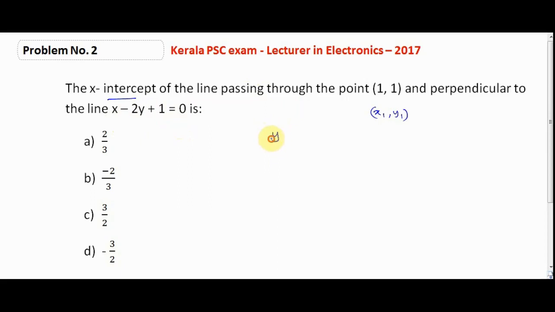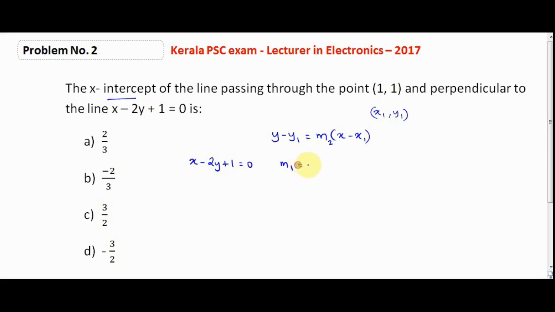Point slope form says y minus y1 is equal to m into x minus x1. So x1 y1 is a point on the line and m is the slope of the line. Let's take the required line's slope as m2. We have a perpendicular to the line, its equation is x minus 2y plus 1 equal to 0. Let's take the slope of this line as m1. So what will be m1?